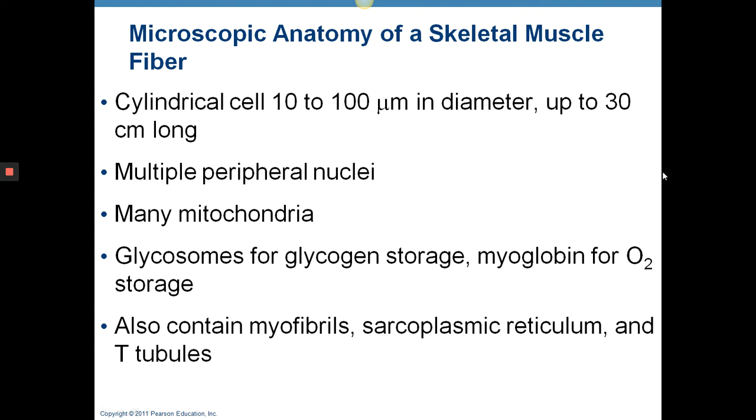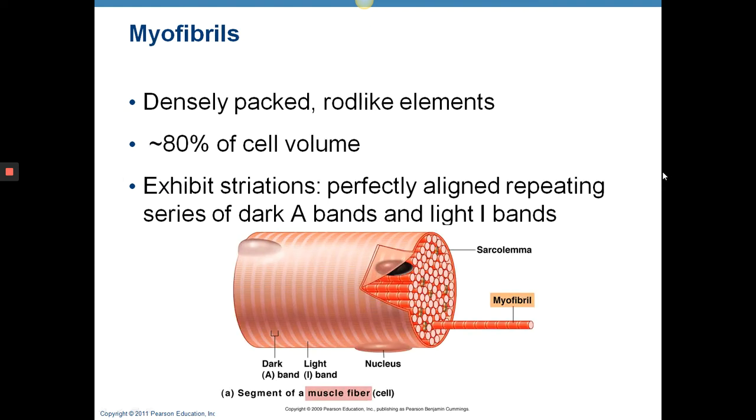All right. There we go. So again, myofibrils are densely packed rod-like elements. They make up about 80% of the cell volume of the muscle cell. So if we look at the muscle cell here, this whole entire thing, we can see that it's made up of these myofibrils. And these striations, the ones you see under the microscope, are caused by these dark A bands and these light I bands. Now, when we zoom in further, I will show you those bands in more detail. But that's what gives it that striated appearance.